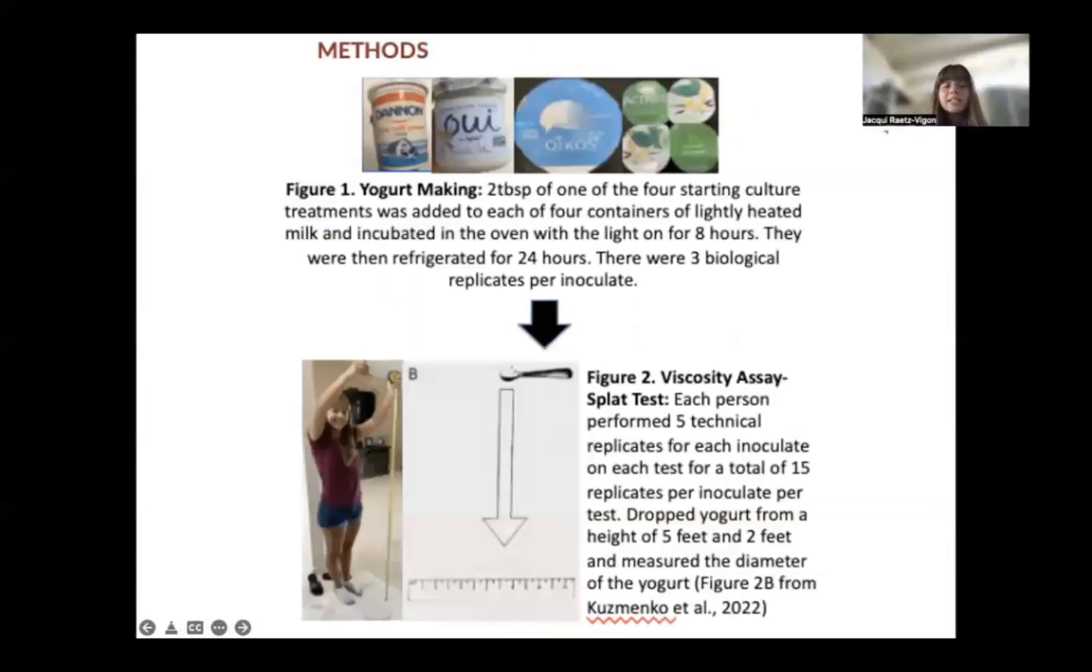In order to test this, we made yogurt by placing 2 tablespoons of the yogurt starter into a container of milk that had simmered on the stove for 2 minutes. This was repeated for each of the 4 yogurt starters: plain, vanilla, French, and Greek.